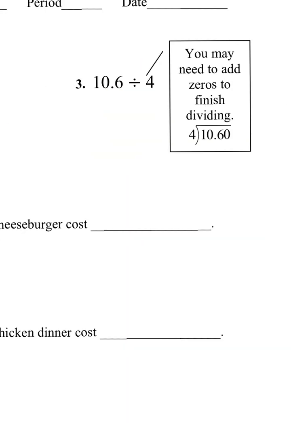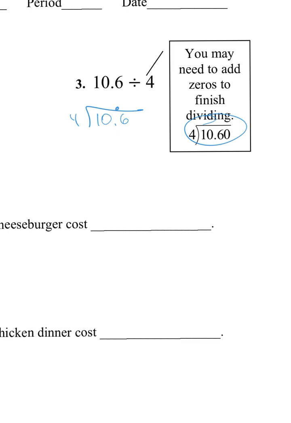Okay, so on number 3, you've got 10 and 6/10 divided by 4. It says you may need to add zeros to finish dividing 10 and 6/10 divided by 4. And you want to rewrite it like this. Okay, so here we go. So 10.6 divided by 4. Bring up your decimal point into the answer.